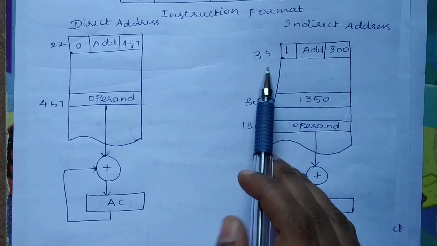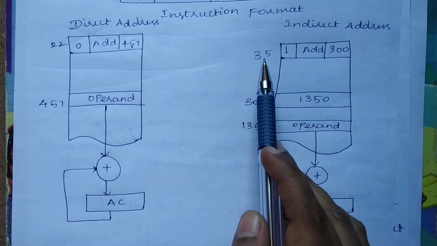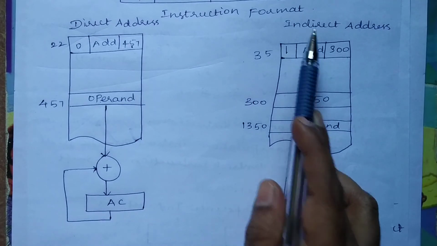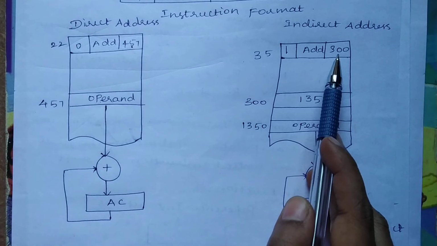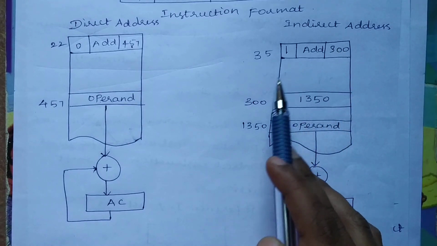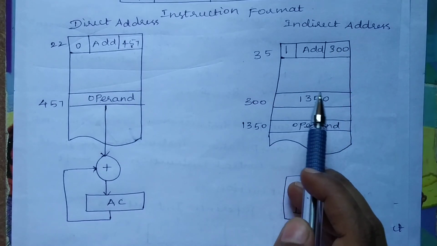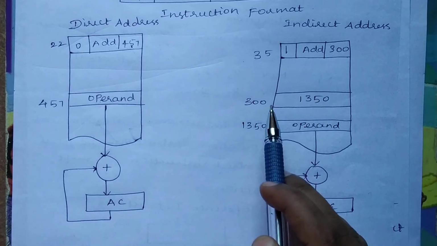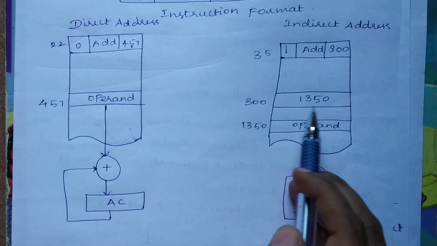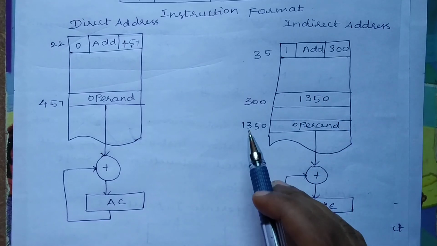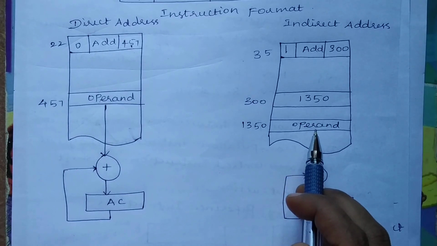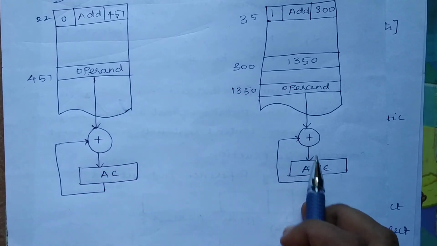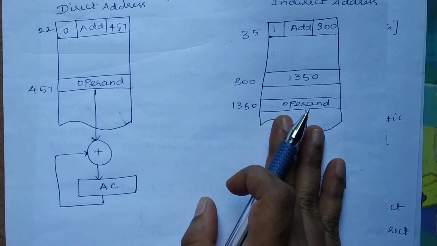In this indirect address, the instruction has been stored in this particular location 35, and what could be the I value, that is 1, because it is of type indirect, and what is the address part of this instruction, that is 300. If you search the 300th location, we will get only an address and not the operand. If you don't get the operand directly from the address part of the instruction, but get only an address, you again need to search that location in order to get the operand. Finally, that operand will be added with the accumulator and the result will be stored again in the accumulator. This is what indirect is and this is direct.